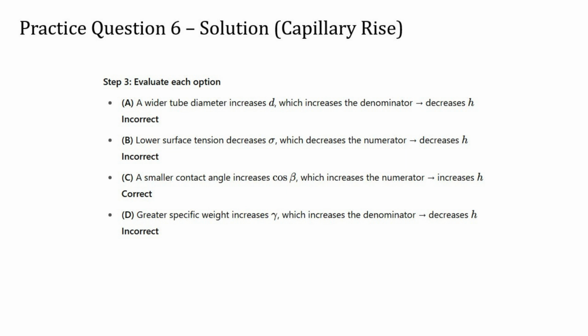Finally, we evaluate each answer choice. Option A, increasing the tube diameter, increases the denominator, reducing height, so that's incorrect. Option B, decreasing the surface tension, lowers the numerator, again, that decreases the height, so also incorrect. Option C, a smaller contact angle increases the cosine value and therefore increases the capillary rise. This is the correct choice. Lastly, option D, increasing the specific weight, increases the denominator and decreases the height, so that is also incorrect. Therefore, the only correct answer is option C.